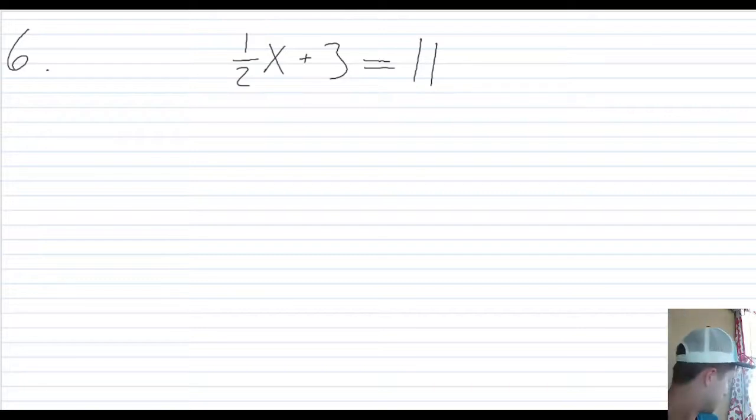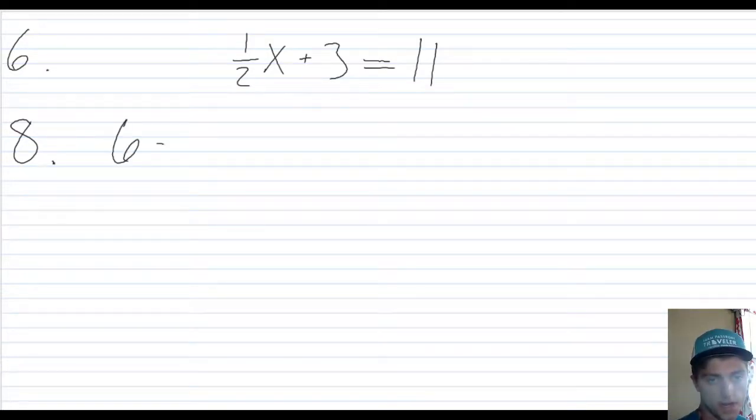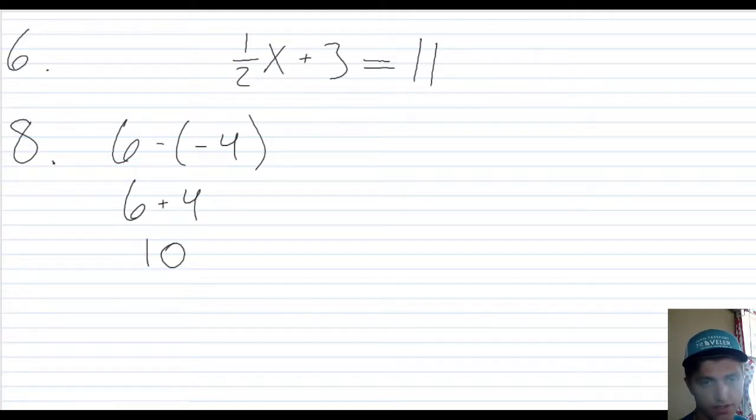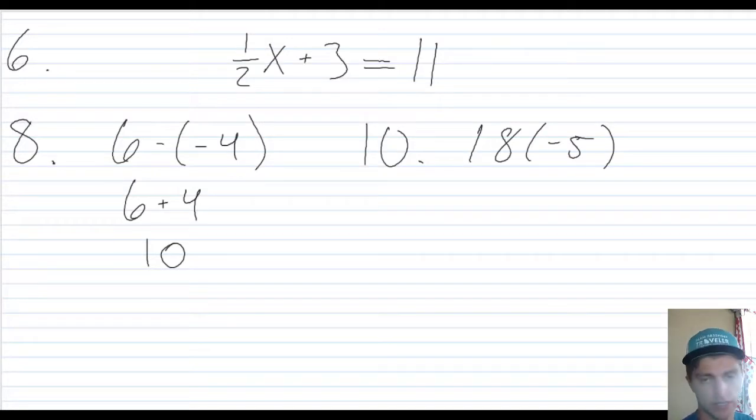8 through 13 are just simplifications. So 8, we've got 6 minus -4. We have parentheses here. We can treat this like distribution. So we can treat this like a -1. What's -1 times -4? That gives us +4. So we just rewrite 6 plus 4, which gives us 10. 10. 8 times -5. Well, let's just start with the numbers first. 18 times 5 gives us 90.